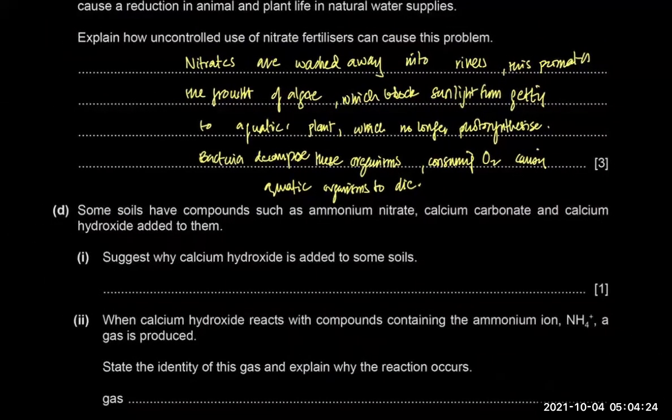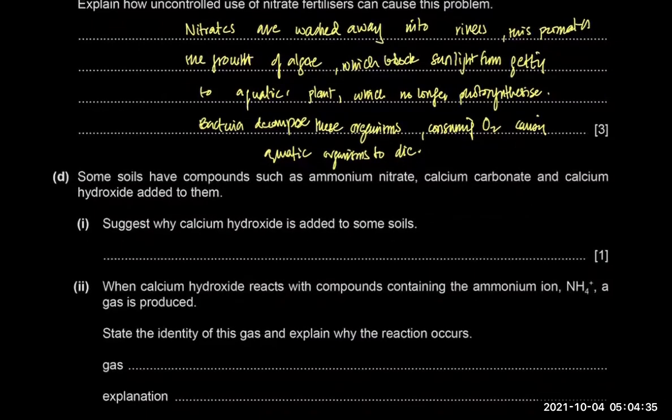Some soils have compounds such as ammonium nitrate, calcium carbonate, and calcium hydroxide. Suggest why calcium hydroxide is added to some soils. Well, not necessarily to reduce acidity, just to increase pH. Maybe you want an alkaline soil as well, rather than neutralize it. The key idea is that to increase pH is essentially the reason. Food for fish is no more, Roha says. Very eloquent. Food no more.